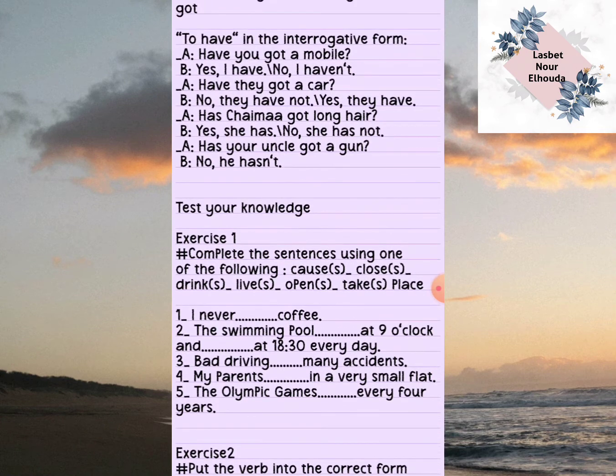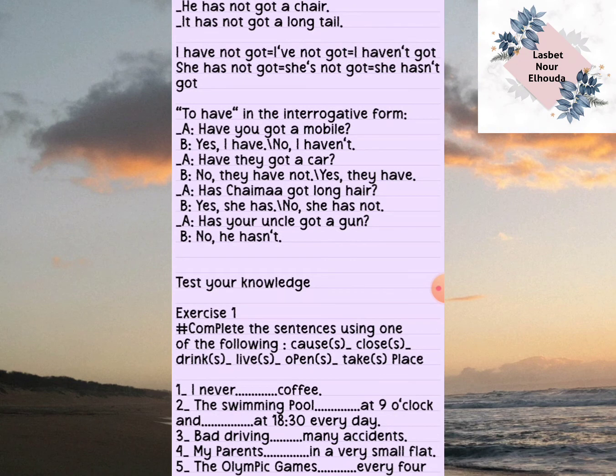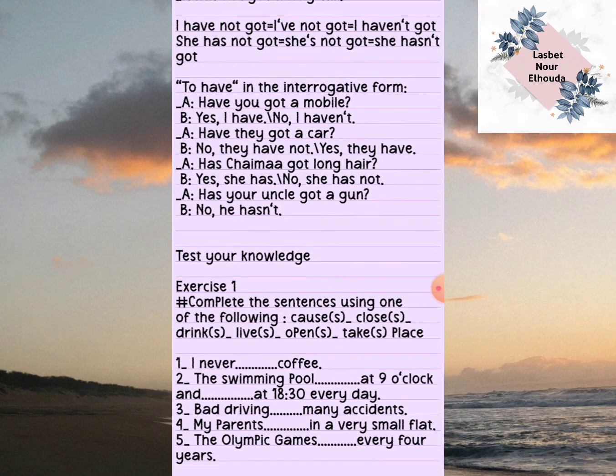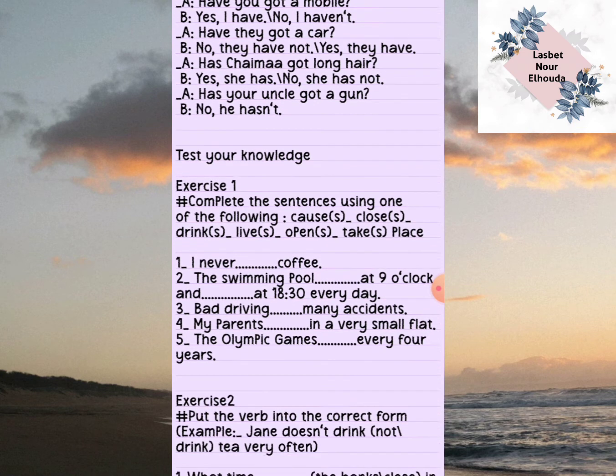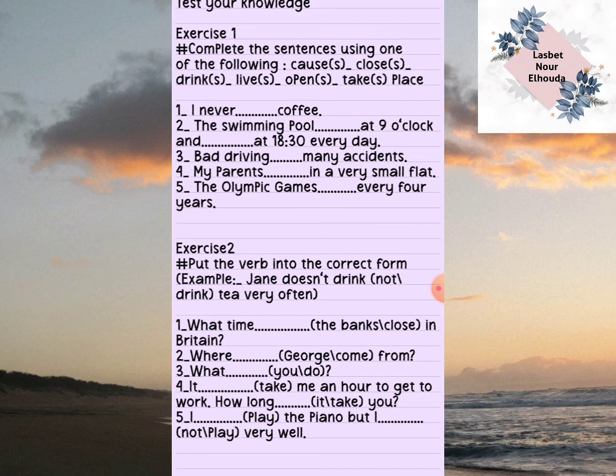This is the lecture of the present simple tense. In order to test your knowledge, you can do these activities. Exercise 1. Complete the sentences using one of the following. These exercises help you understand more and better.